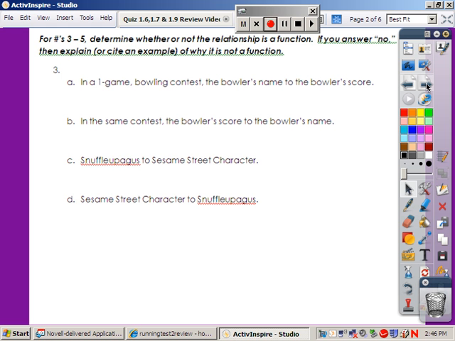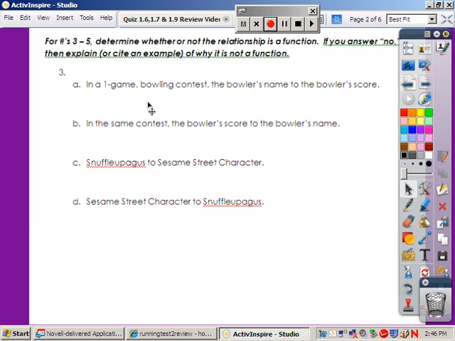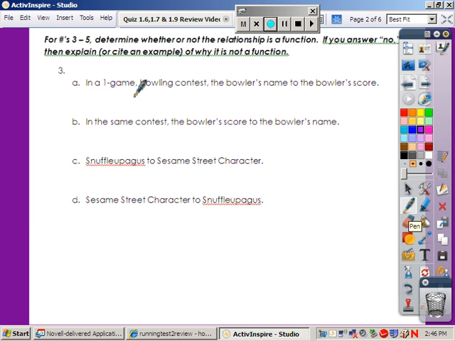So with that in mind, numbers 3 through 5 ask you to determine whether or not the relationship described is a function, and if you answer no, you need to explain or at least cite an example of why it's not a function. So for part A, it says, in a one-game bowling contest, the bowler's name to the bowler's score. Well, let's say Jim is a bowler. Jim bowls one game and he gets one score, so he goes directly to that score, and he only has one possible score. So this is a function, yes.